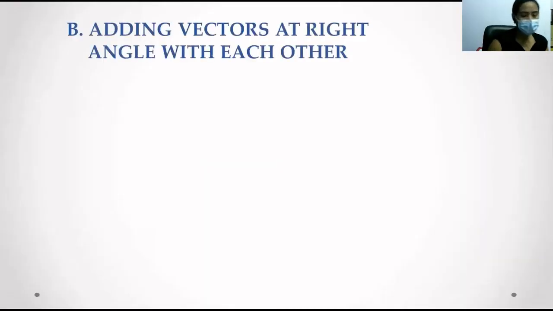Okay, another analytical method of finding the sum of vectors is adding vectors at right angle with each other. So in mathematics, we use the Pythagorean theorem to find the unknown sides of a right triangle. And we will be doing the same in this method.